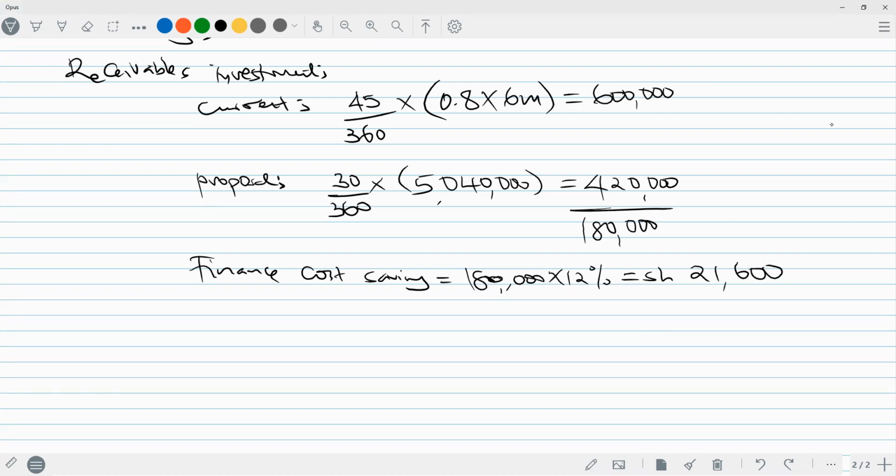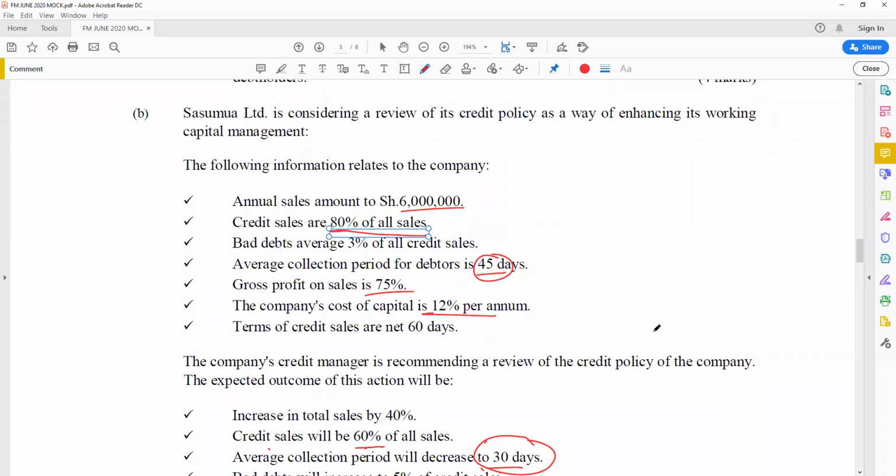This will therefore be a saving to the company every year. Before, they used to borrow 600,000. After, they borrow only 420,000, which means there will be a decrease in the borrowing of 180,000. The implied saving is 180,000 times 12%, and that is the saving the company shall make going forward once they implement the proposal. If we're done with that, then we can come to the bad debt.